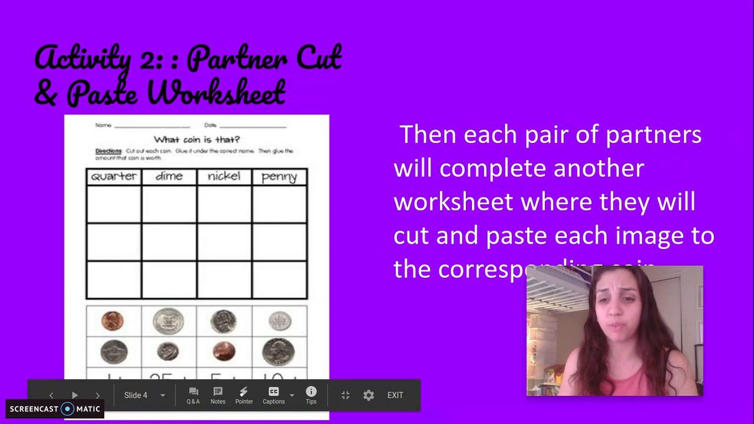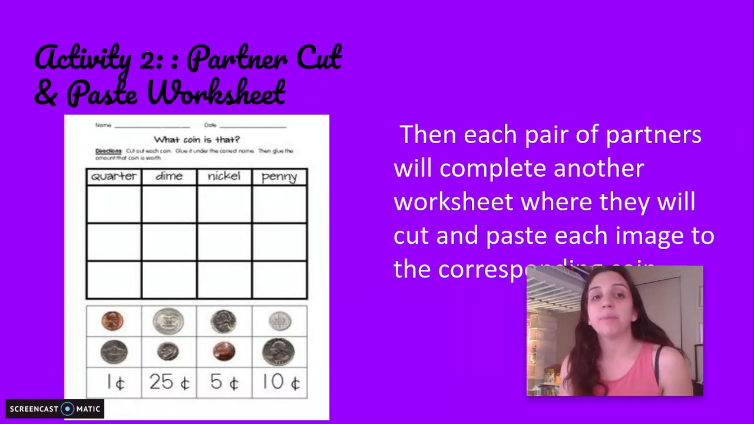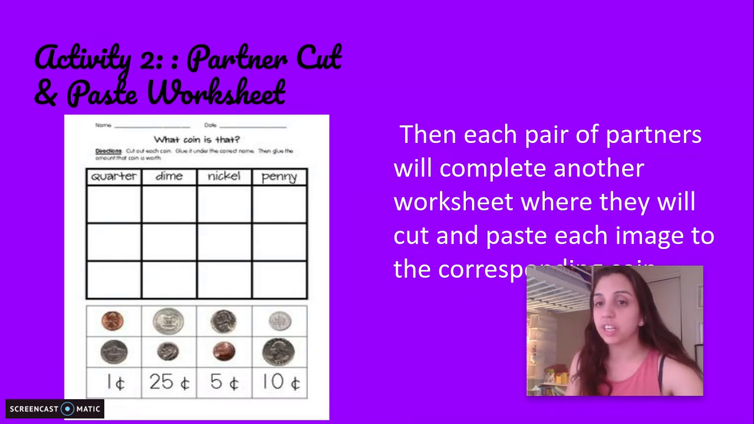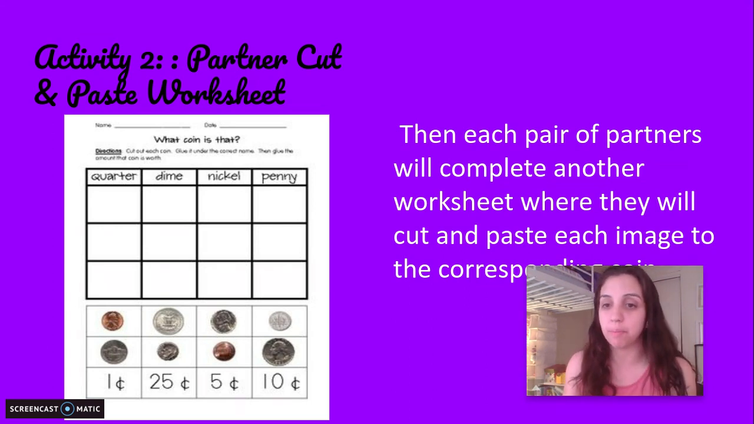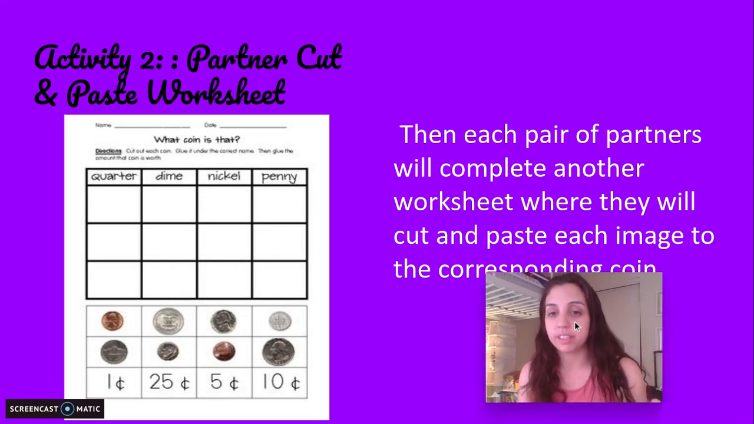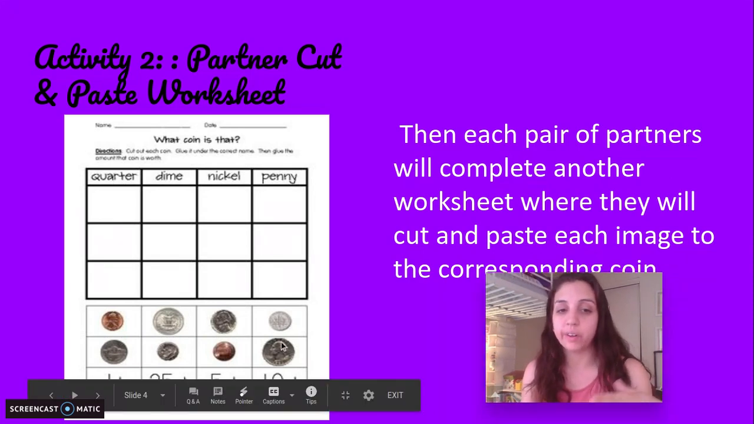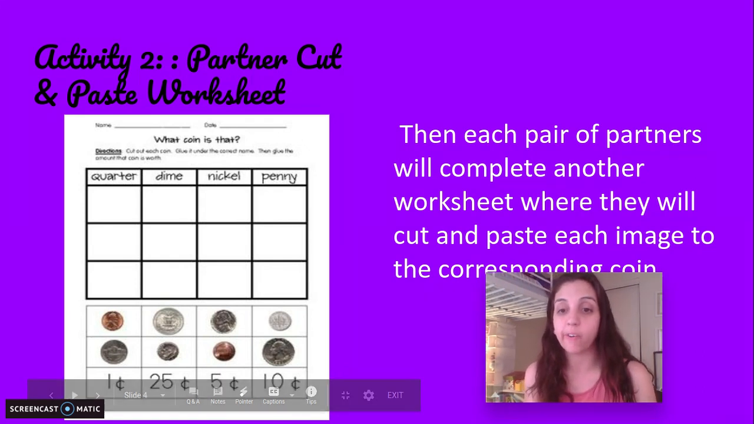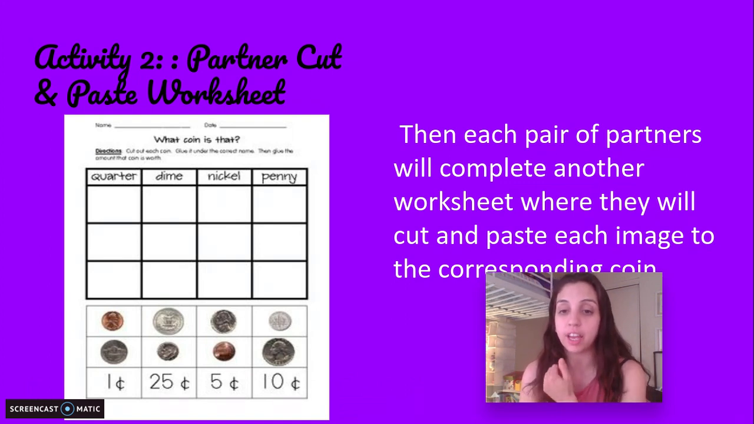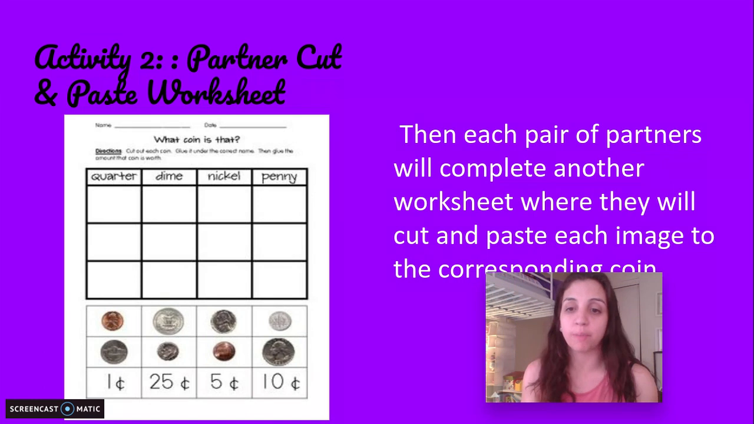The second activity for this lesson is going to be a partner cut and paste worksheet. So each pair is going to complete a worksheet where they'll cut and paste each image to the corresponding name or value, in this case, the coins. They'll cut and paste and put it in the appropriate column, and they'll work with their partner. I'll have a timer going, and when time's up, I'll have them stop, and we'll all go over it as a class and see how we did.